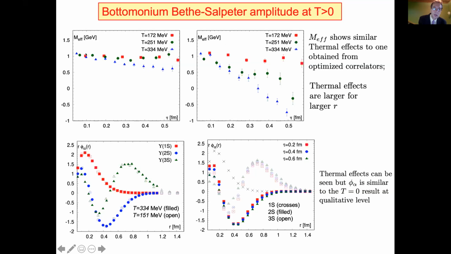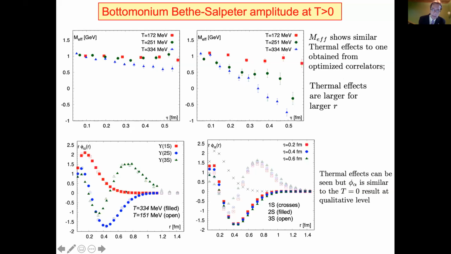And you see that at high temperature, you see again the same feature, that the effective mass decreases linearly, and as I argued, that could be understood as effect of the thermal width. And the thermal width apparently becomes larger when you use a larger source. So again, that tells you that if you have a configuration of quark anti-quark, which are further apart, that's more likely to dissociate. But qualitatively, the effective mass shows similar thermal effects to the one we get from the optimized correlation function.